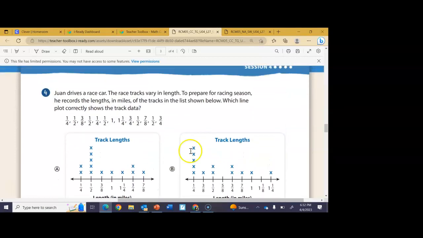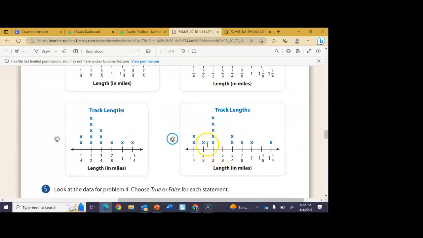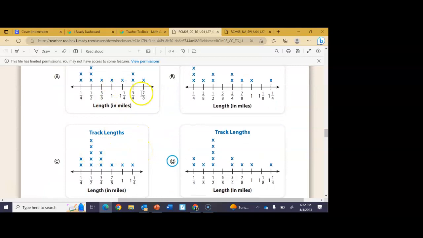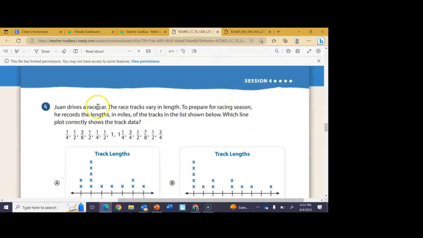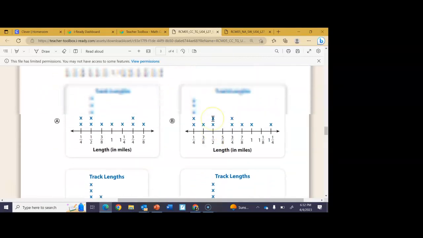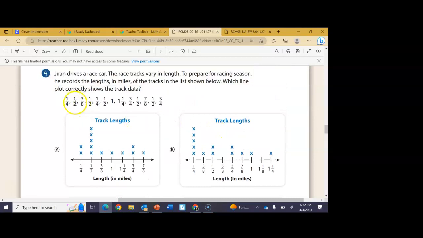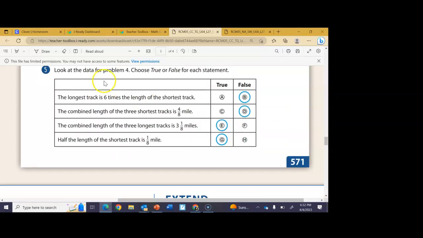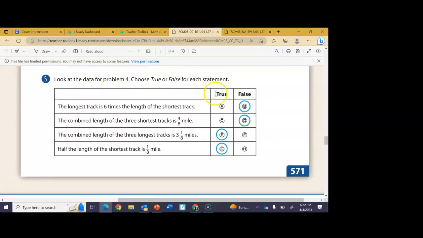So you will look at each one. I see this one has a 3/8. That one has a 3/8. This one does not have a 3/8. These two don't, but this one does. So it could be either these two. This one has 1/2. This one has lots of 1/2, but this one's only got 2. But I see 1, 2, 3, 4, 5. So that is how you read those. And then you'll look to see which one is true or false right here.